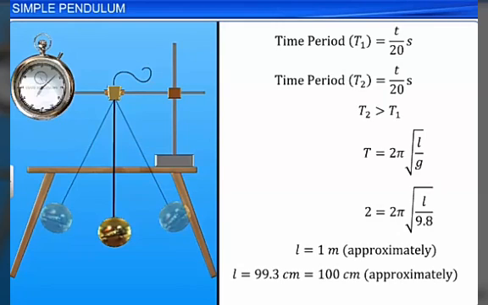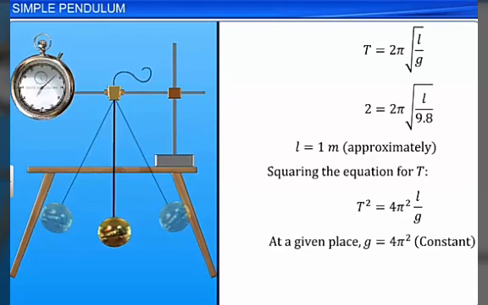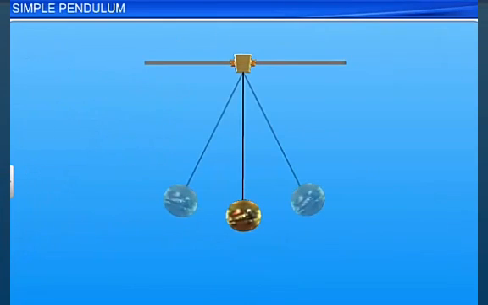On squaring the equation for the time period of a simple pendulum, we get T square is equal to 4 pi square into L by G. At a given place, acceleration due to gravity G is constant, and therefore 4 pi square is also constant. Hence, T square is proportional to L. It is also used to determine the acceleration due to gravity at a place.